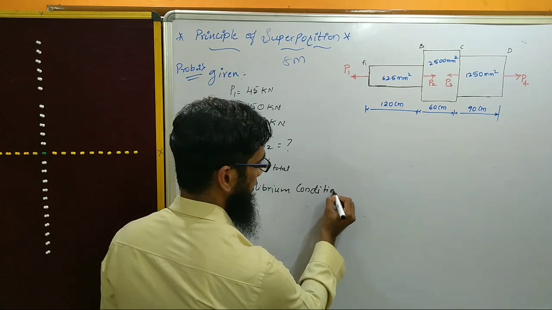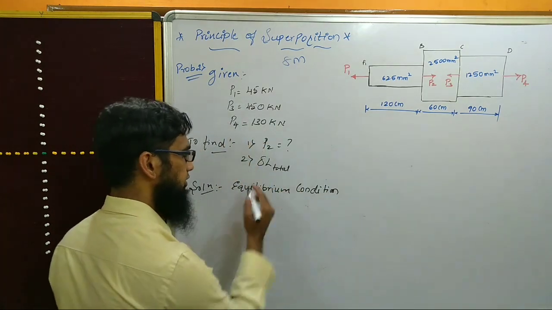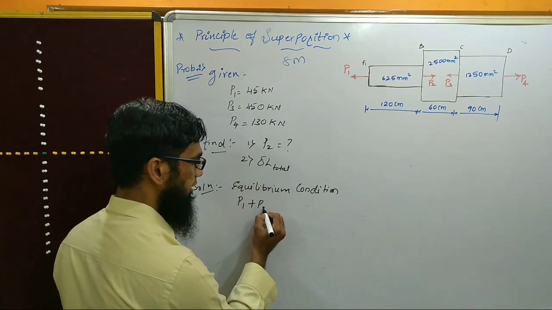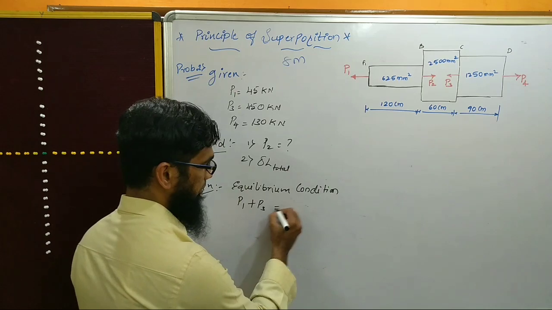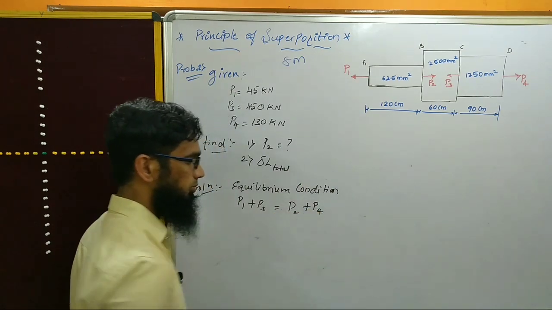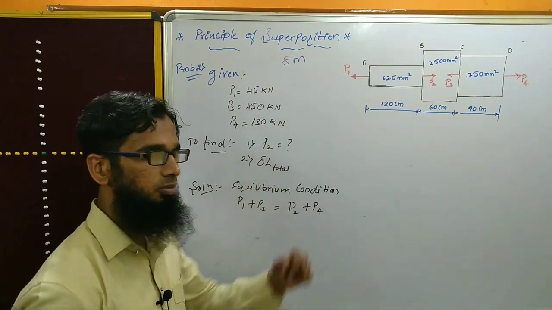which gives the total forces towards the left hand side. P1 is there and P3 is also acting towards the left hand side. P2 and P4 are acting towards the right hand side. I'll take these two terms. Now I'll substitute the values here because these values are given in the problem.